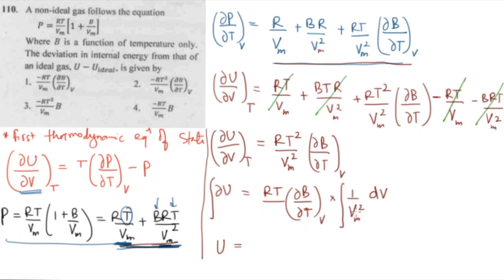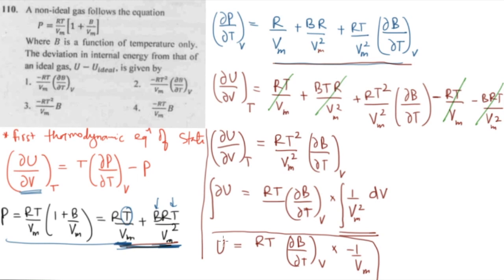So integration of 1 by v square will be equal to minus 1 upon v. Okay, Vm or v, both are the same things. Vm is just specifying that you are talking about a particular gas which is given in the equation. Since it was given as Vm, that's why we are writing it as Vm, but it's actually volume only. So we can just integrate this particular part. So what you will get, RT del b by del t at constant v will be the same, and the integration part of this you will get as minus 1 by Vm. Okay, so that's what you will get.